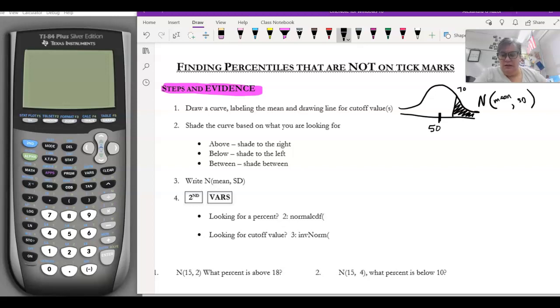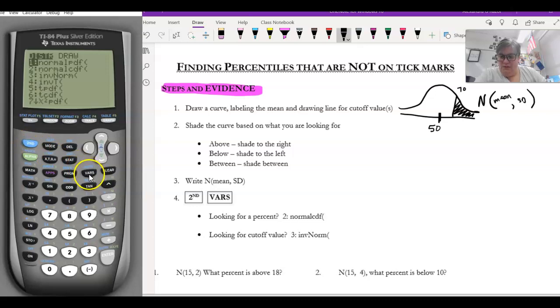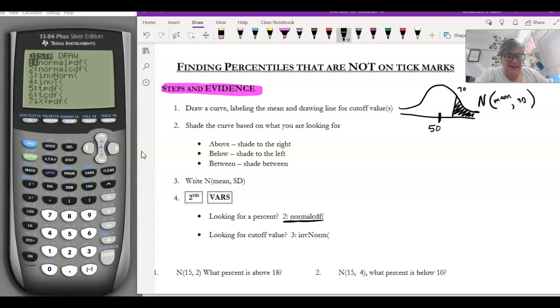Now, to do the calculator steps, you're going to hit second and then vars. And that's going to take you to distribution. And you're always going to want to use normal CDF. Okay? The C stands for cumulative, and so we want to use CDF. We're never going to use the PDF. So I'm going to do CDF, and I hit enter.